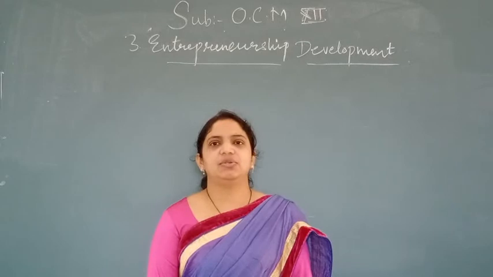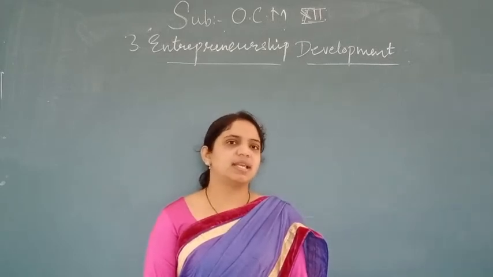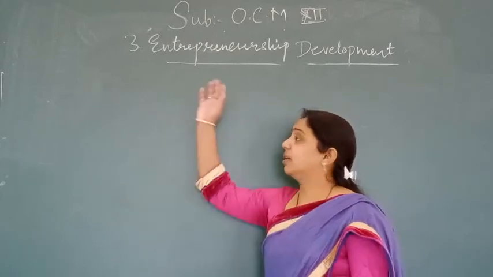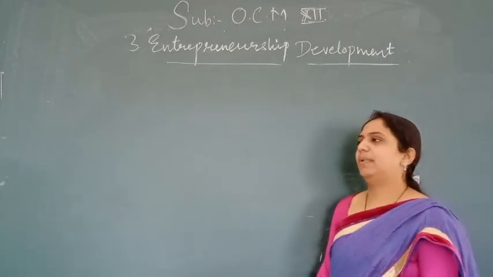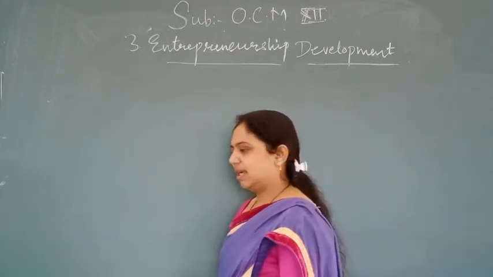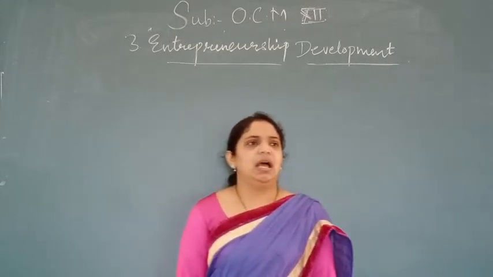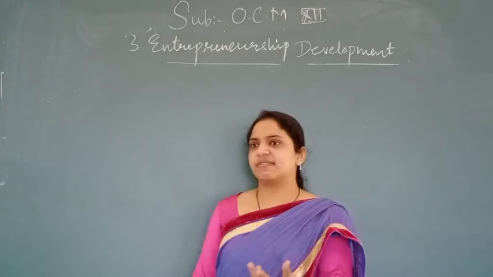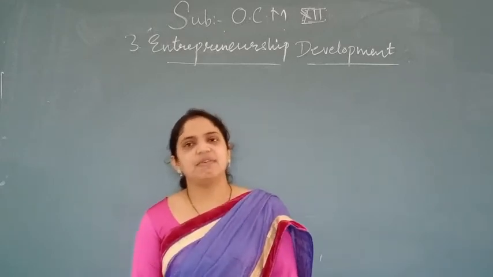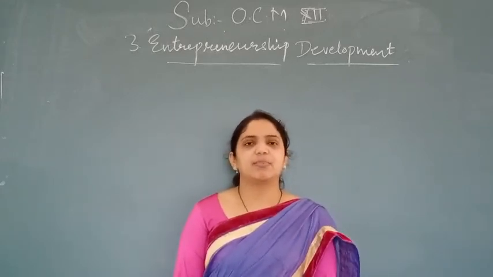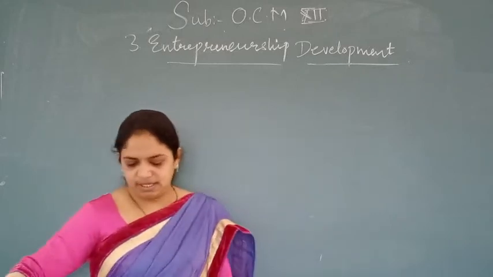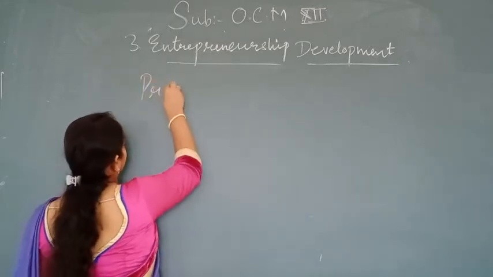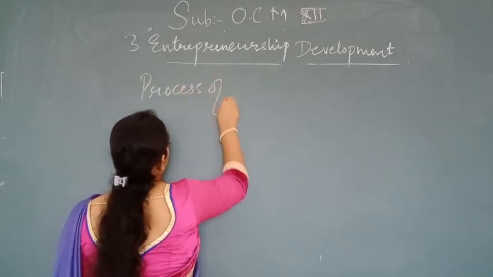Today I am going to teach you the subject Organization of Commerce and Management, for standard 12. We have started with the third chapter, Entrepreneurship Development. In this chapter we have seen in detail about the entrepreneur, enterprise, characteristics, features, functions, etc. Today we are going to see the topic that is the process of entrepreneurship development. I started with that, but in short, I will tell you in detail today.